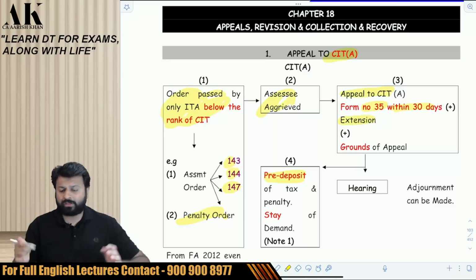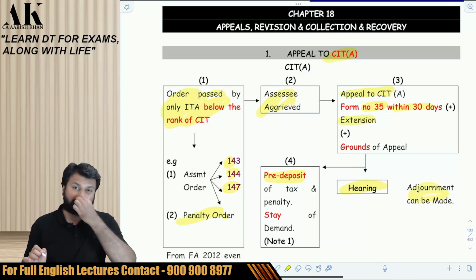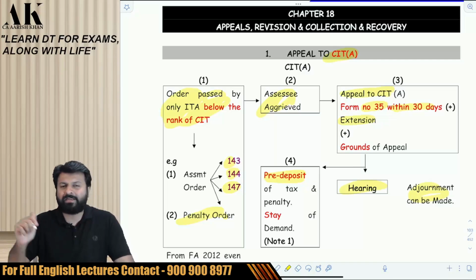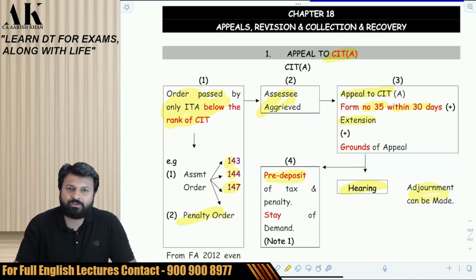Now, then your hearing will start. In hearing, the adjustments can be made. Adjustments can be made by whom? It can be made by the assessee. It can be made by the CIT appeal also. It can be made by the assessing officer also. It can be made by either of the persons.